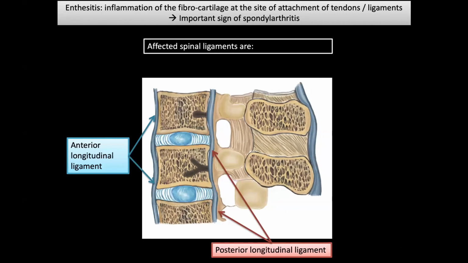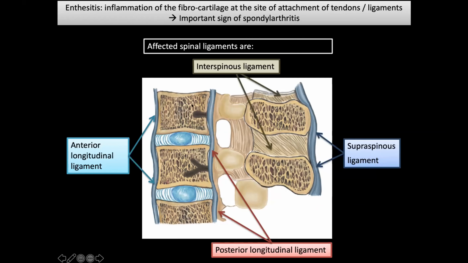So we said that there are 3 entities, basically enthesitis, joints, and vertebral involvement. So for the enthesitis, these are inflammation of the fibrocartilage at the insertion of ligaments or tendons. In this drawing, you can see the anterior longitudinal and posterior longitudinal ligaments. We can also see the interspinous ligaments and supraspinous ligaments. Any attachment of these ligaments are the entheses that we're talking about, and the inflammation at these places will give us edema.